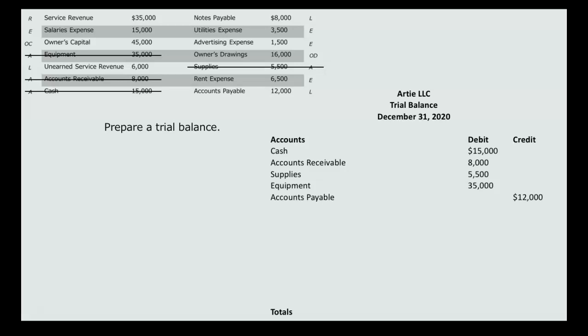After we list out accounts payable, we will list out the next largest liability, which is our notes payable. So whenever we are loaned money from a bank, we have a notes payable here of $8,000, and that $8,000 is in the credit column. And then our last liability, the $6,000 balance in unearned service revenue. So we have our three liabilities listed out here.